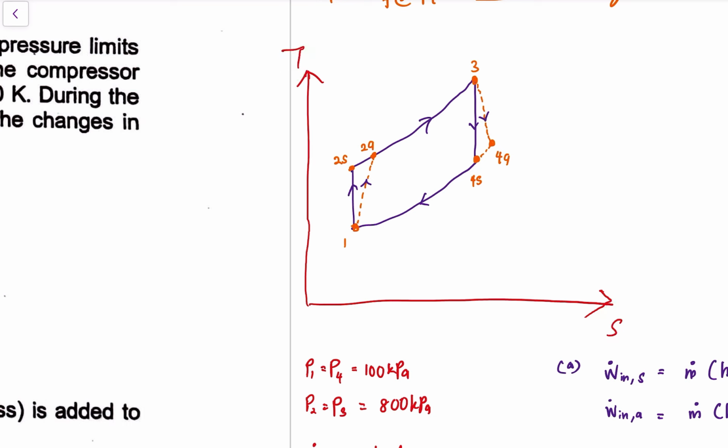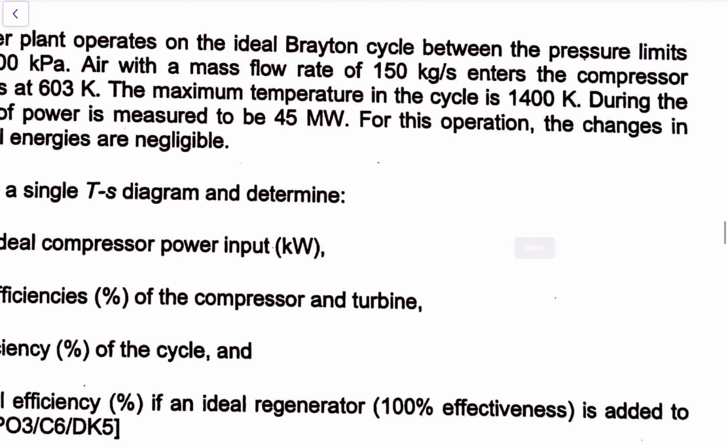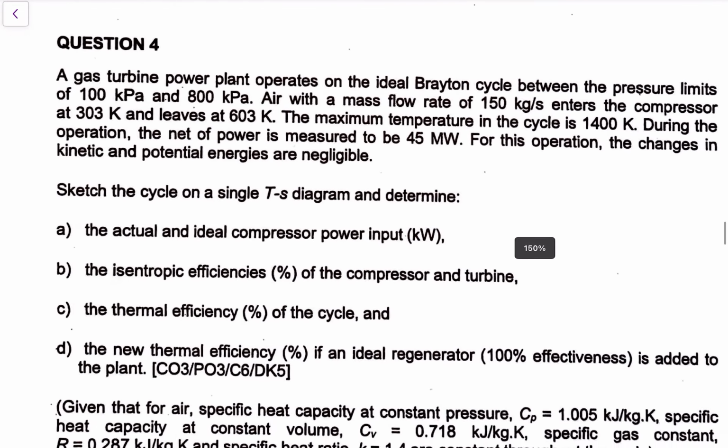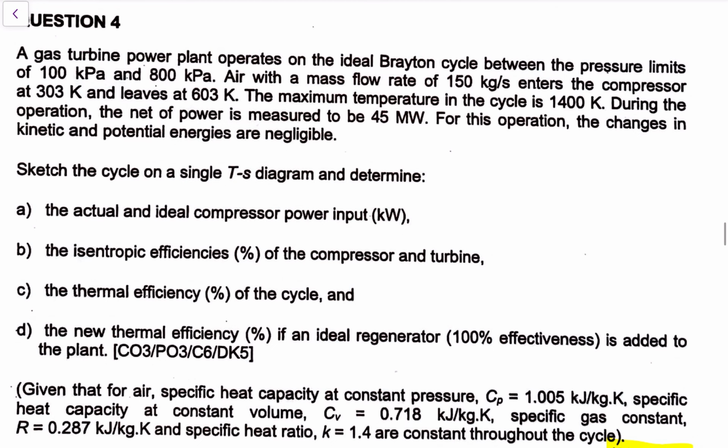Now we can see that in this TS diagram, pressure at state 1 and 4 will be the same. Similarly, pressure at state 2 and 3 will be the same, which is 800 kilopascal. For states 1 and 4 it will be 100 kilopascal. Next, what has been given from this question is the mass flow rate, m dot, 150 kilogram per second.